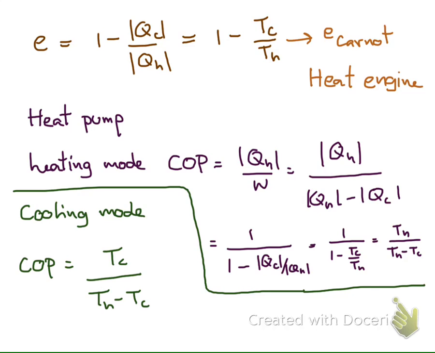And using the same process, we can calculate the COP for the heat pump in the cooling mode as TC over TH minus TC. So this is the ideal value of the COP for the heat pump that is working under the Carnot cycle.